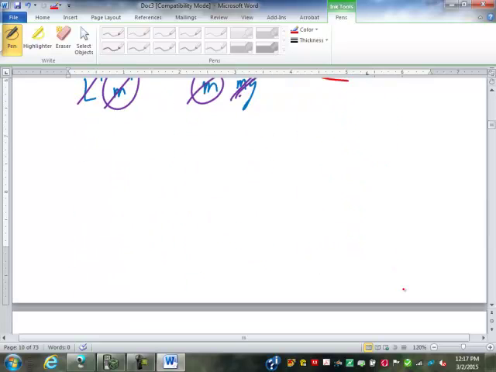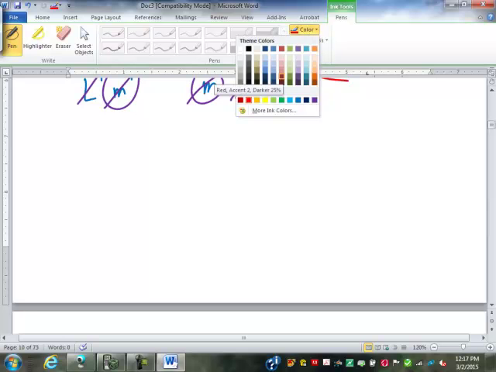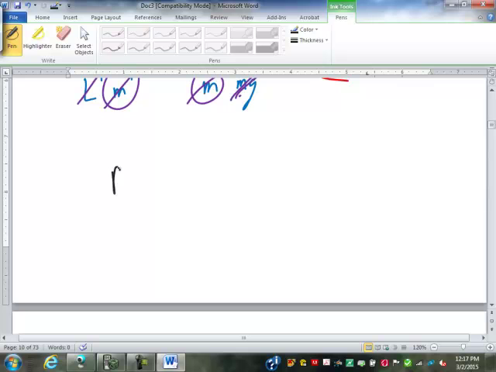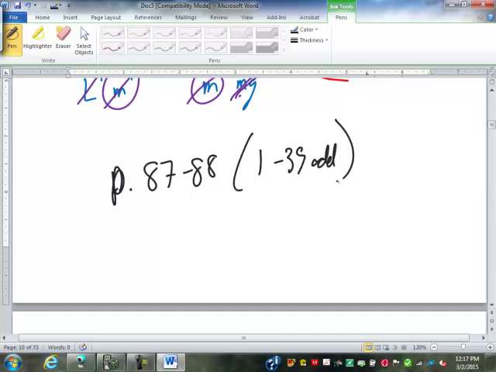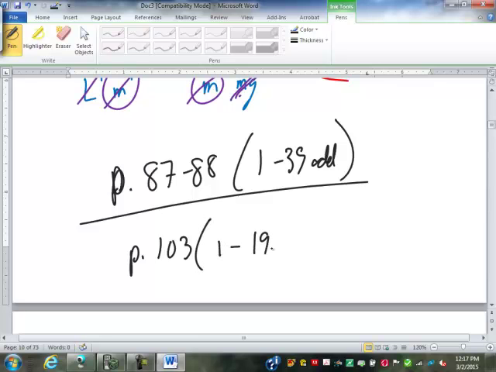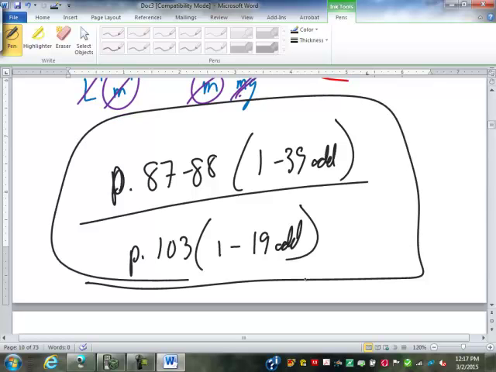So anyway, for Wednesday, I'm going to have you work on homework on page 87 through 88, 1 through 39, the odd, which is going to work on scientific notation. And then on page 103, 1 through 19, the odd, is going to work on the dimensional analysis.